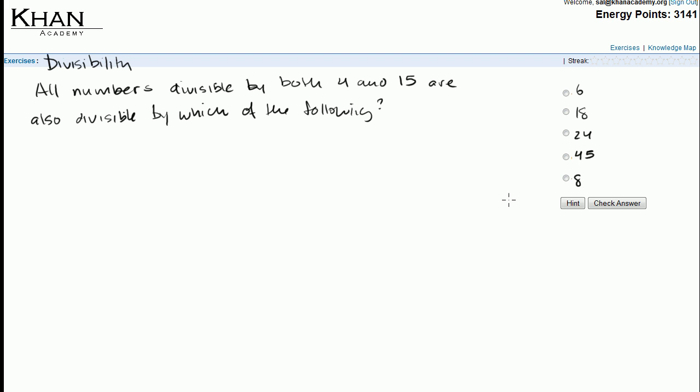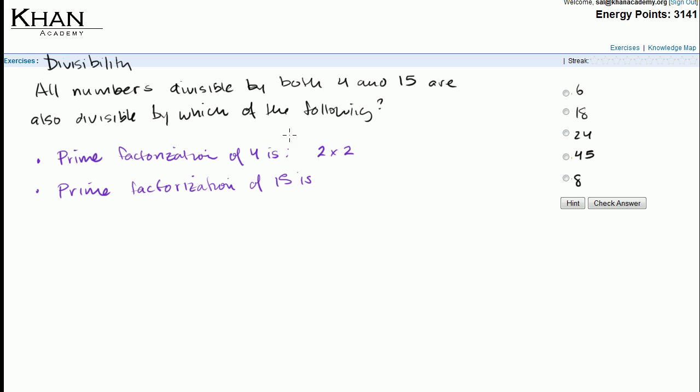And so if the student doesn't know how to do this, the first hint they'll give is the prime factorization of both of these numbers. So the prime factorization of 4 is 2 times 2. And then the next hint, the prime factorization of 15 is 3 times 5.